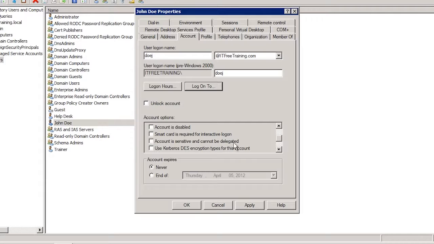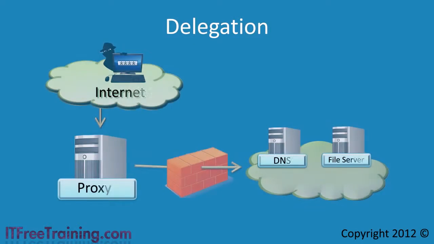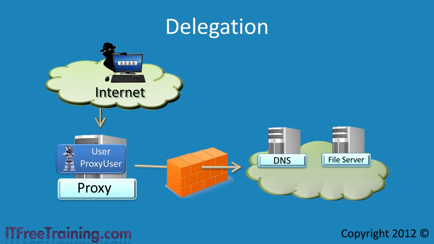The option below this, Account is sensitive and cannot be delegated, prevents delegation on the account. Delegation is when one computer accesses another computer and then asks it to connect to another computer. Let's consider an example of where you might want to use this. Let's say you had a proxy server accessing the internet for your network. To have better security on your network, you create a user called proxy user to run the proxy software on this server. A hacker on the internet was able to discover a vulnerability on the server and was able to get control of the proxy server.